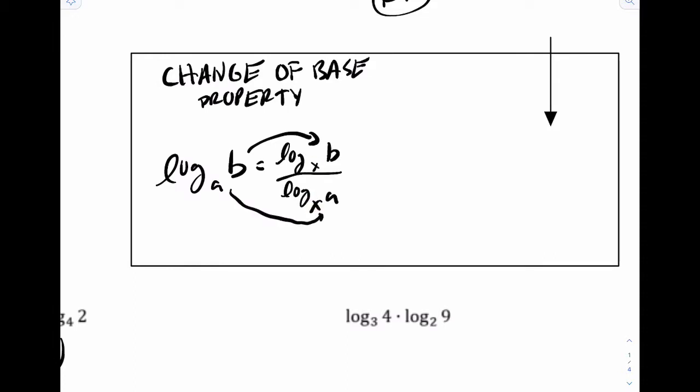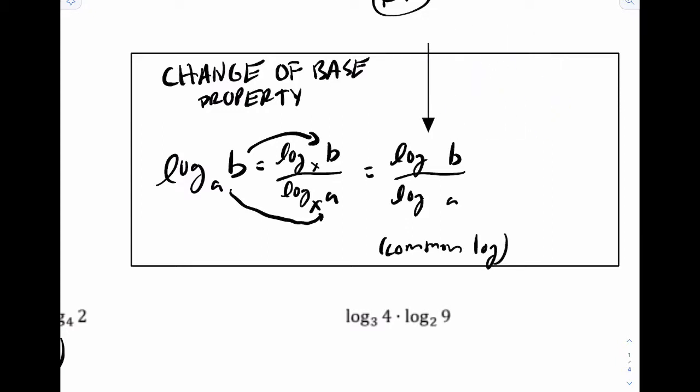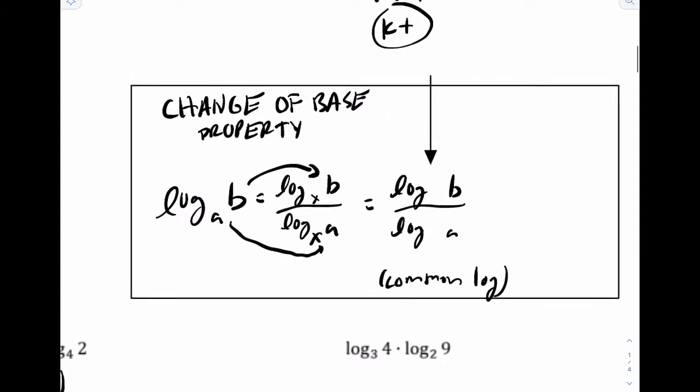This x can be whatever you want, right? Any number. But what people use the most is this, log b over log a, meaning a common log, a base of 10. So that's what people do the most with this thing. So I'll put a little arrow there, and I'm going to note most common use. And I'm going to highlight it for you guys right here, make it a little bit nicer.